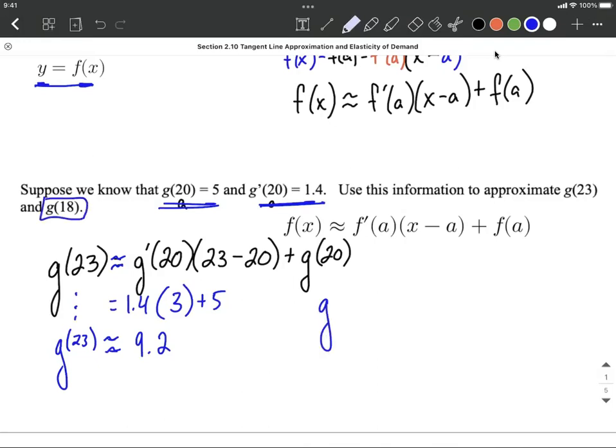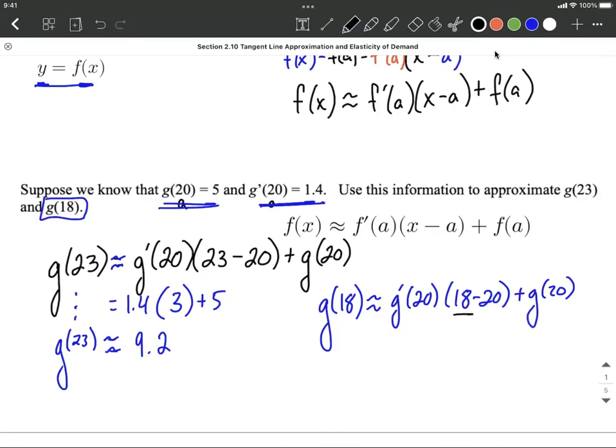So we can approximate g of 18. It's approximately g prime of 20, times 18 minus 20, plus g of 20. The only component that changed from the first one was that we used 18 here, as opposed to 23 the first time through. Everything else remains exactly the same. Again we fill in 1.4 for our derivative, negative 2 on the inside of the parentheses, plus 5 at the end. This works out to be approximately 2.2.